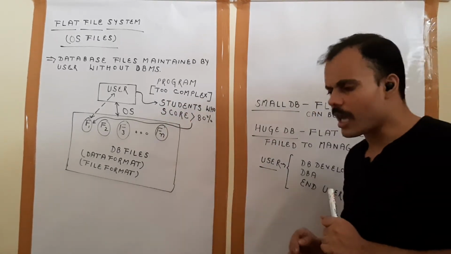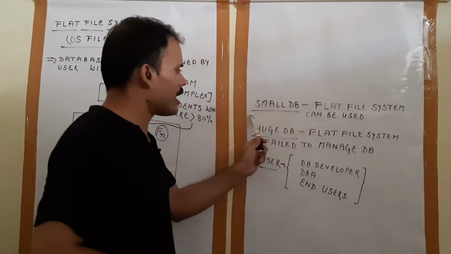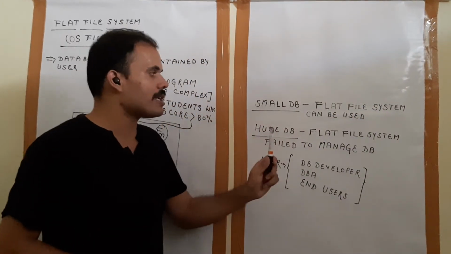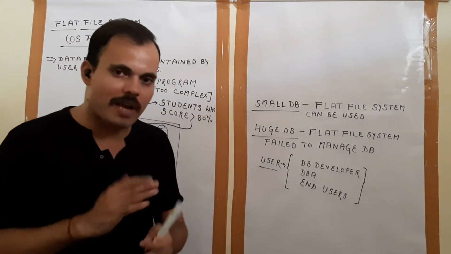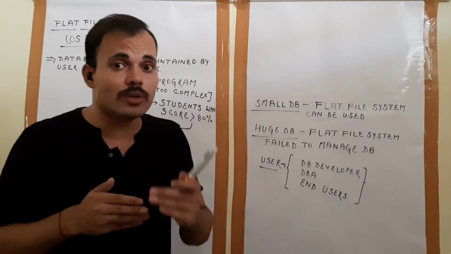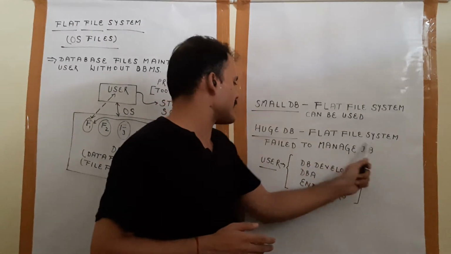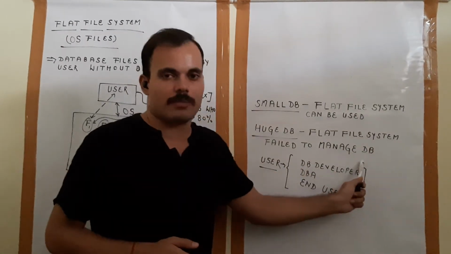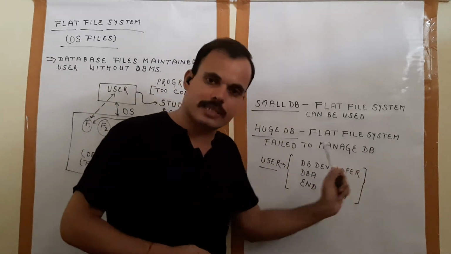Understood? Now, a small database. What is a small database? For a small database, the flat file system can be used. When the database is huge, the flat file system fails to manage the database.